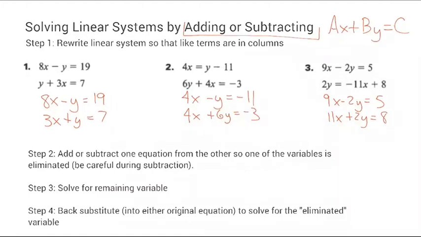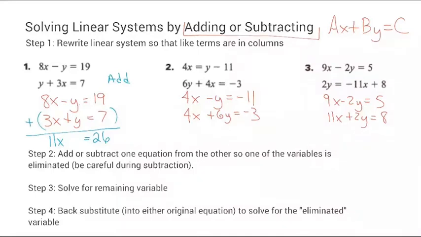And the reason why I do this is now I can just look at these equations and see if I have any things that match. Because our step two is going to be add or subtract one equation from the other so one of the variables is eliminated. Notice in the first group of equations, if I were to add these two things together, 8x plus 3x is 11x, negative y plus y is 0, and 19 plus 7 is 26. So I can add them and one of my variables disappears.